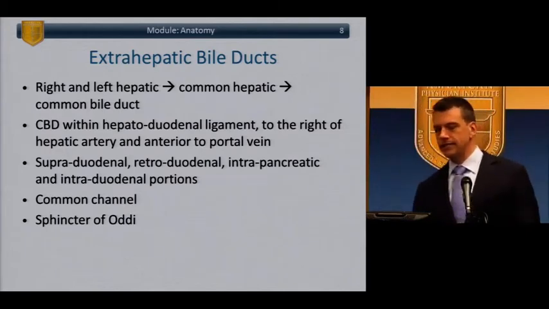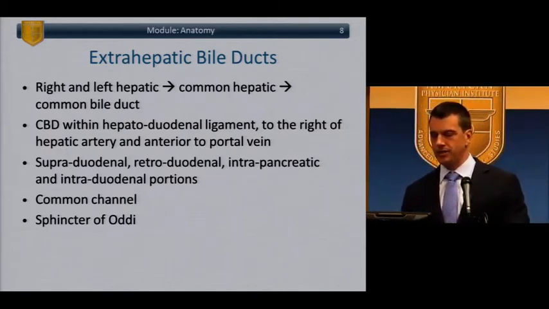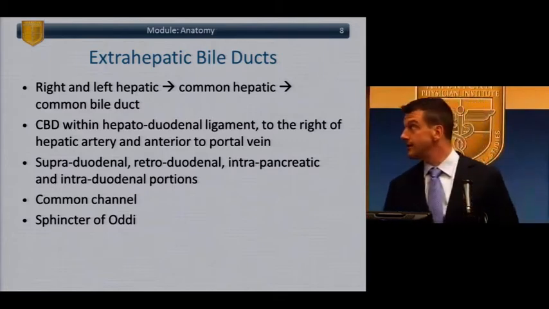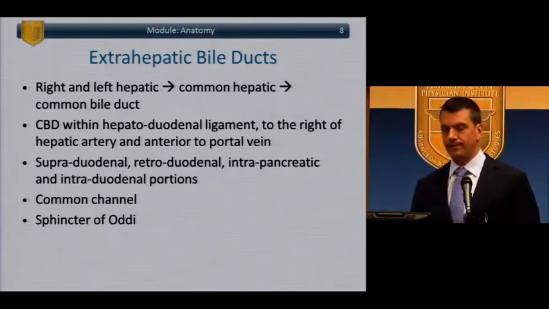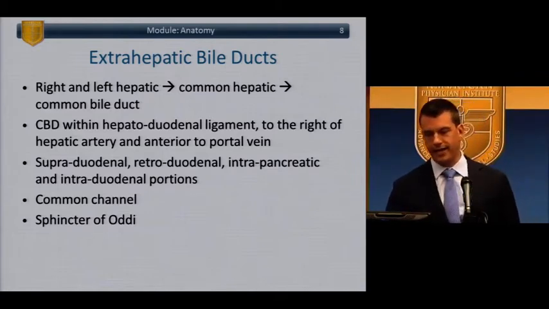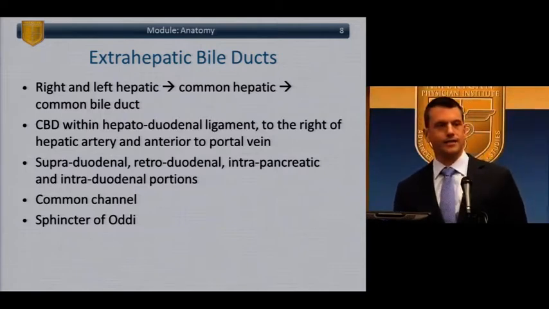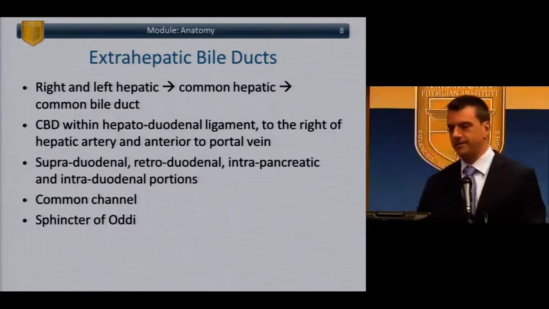In terms of the bile ducts, the right and left hepatic ducts join as a common hepatic duct, and then when the cystic duct joins, it becomes the common bile duct. The common bile duct traverses posteriorly to the duodenum, located within the hepatoduodenal ligament, to the right of the hepatic artery and anterior to the portal vein. There's a supraduodenal, retroduodenal, and intrapancreatic portion, as well as the intraduodenal portion. There's a final distal common channel with the pancreatic duct. And then finally, the sphincter of Oddi is the structure that opens and closes to allow the efflux of bile into the duodenum.